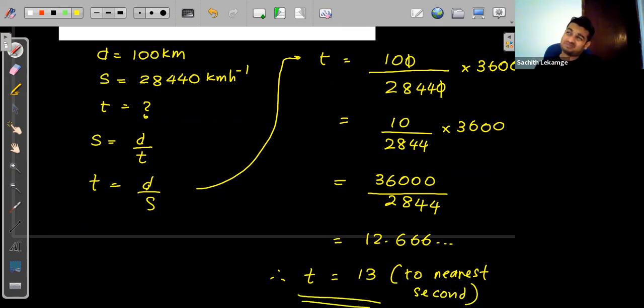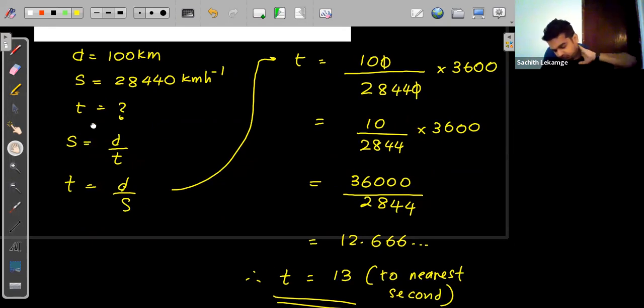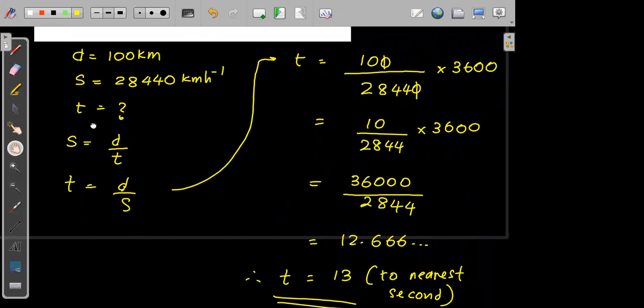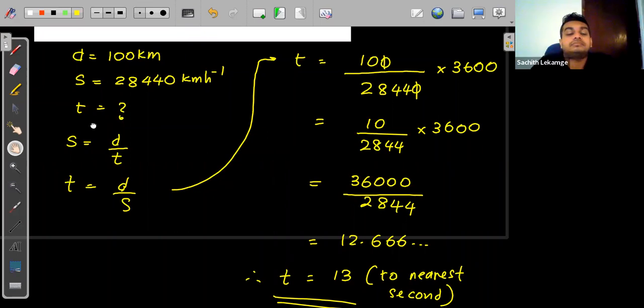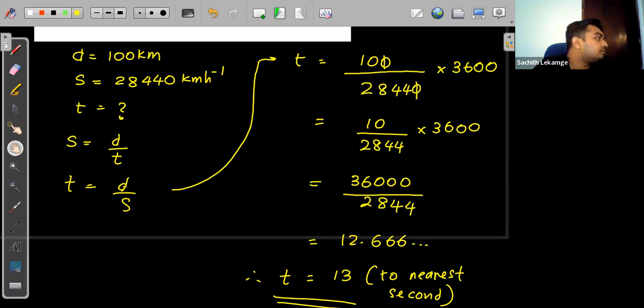Copy down. Okay, so the question. With this calculation in one shot, easily you are getting the final answer, directly. Because if you plan to get the hours and then multiply by 3600 in two steps, too much work.